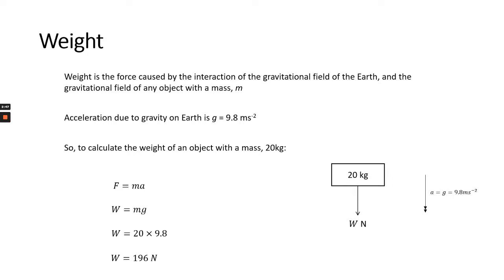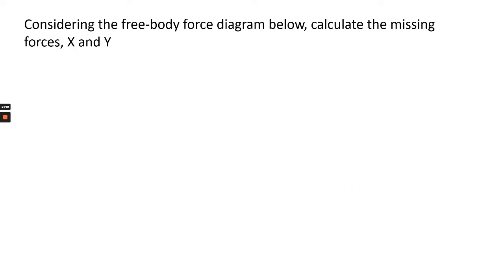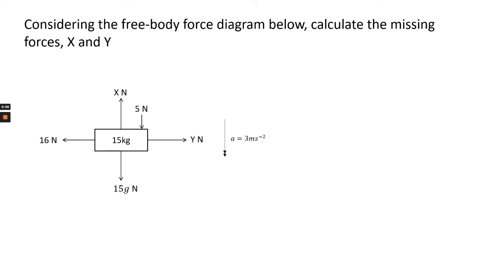We're going to be using that as we start calculating, but let's have a look at a couple of examples. We're going to consider the free body force diagram shown, and we want to calculate the missing forces x and y. The first thing when we look at this free body force diagram is to notice that we've got an acceleration pointing downwards, which according to Newton's second law means that my resultant force will point downwards as well. So I'm going to resolve downwards to begin with.